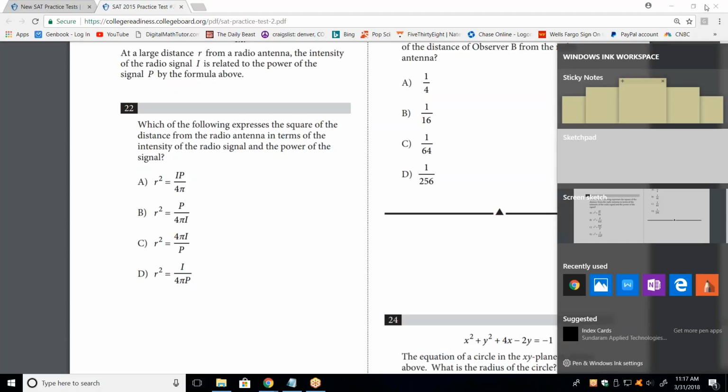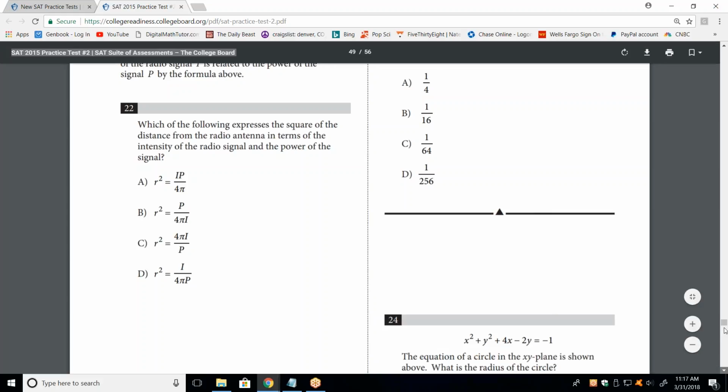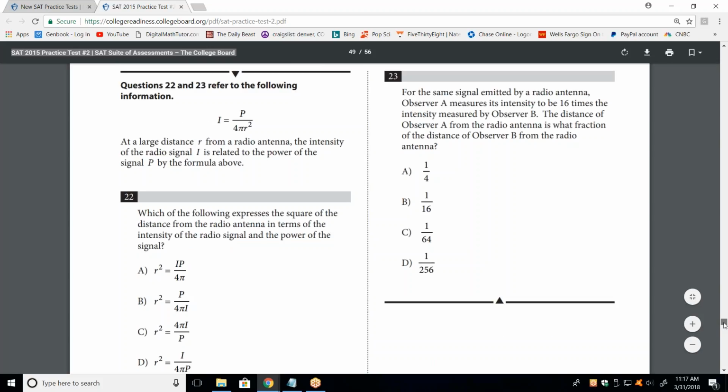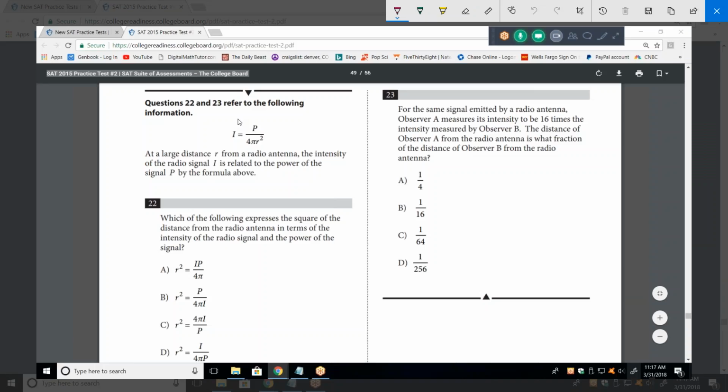Hold on a second. This problem above it, I don't recognize. It's part of the problem. So, let me do a screenshot of that instead. In other words, problem 22 refers to this equation here.